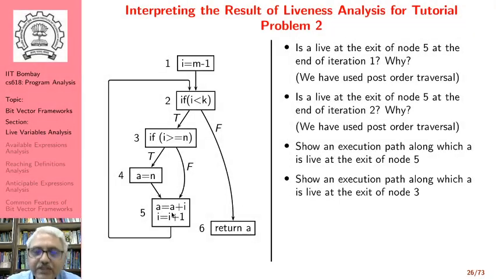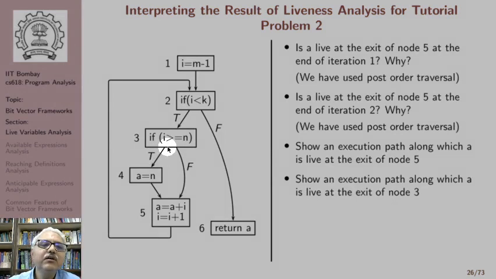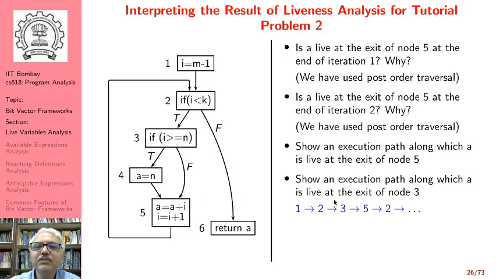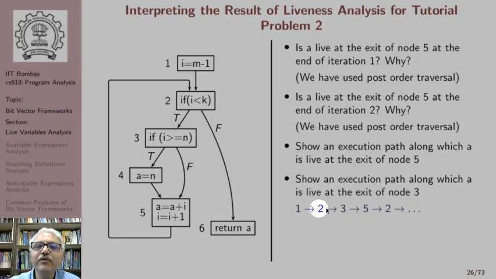The next question is, show an execution path along which variable A is live at the exit of node 3. So we are asking whether A is live at node 3, and the answer is yes, because A is used here. And the execution path along which A is live at the exit of node 3, any execution path that has an edge from 3 to 5 is a valid execution path. So this is an example. We go from 1, 2, 3, 5, 2.